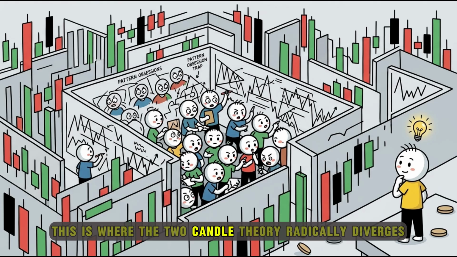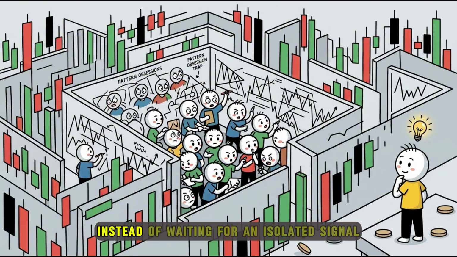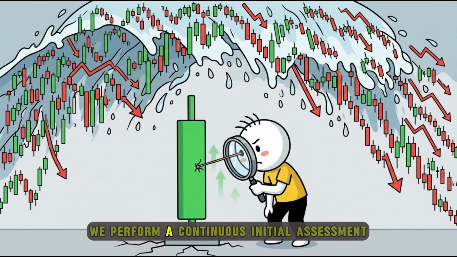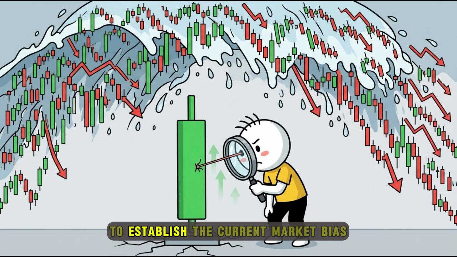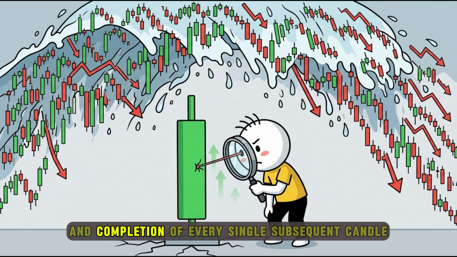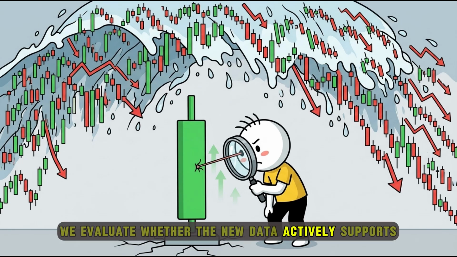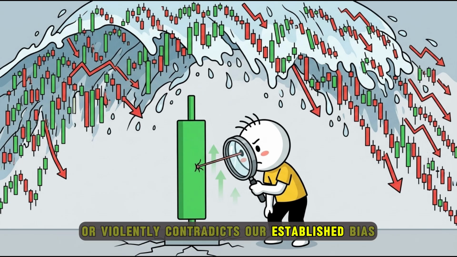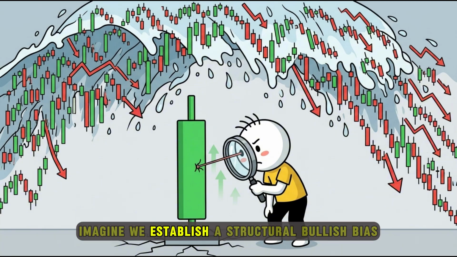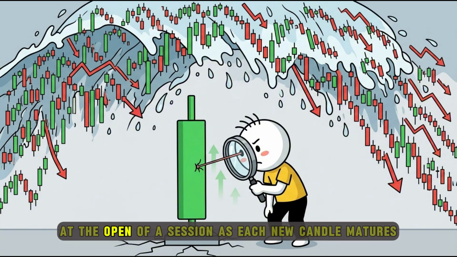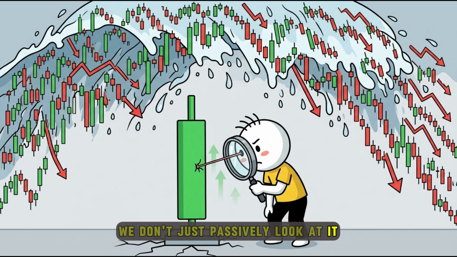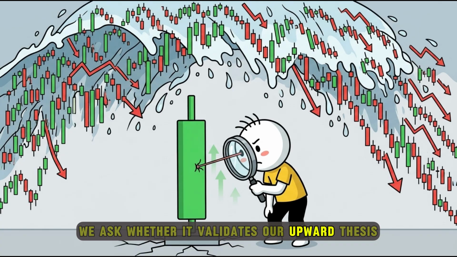This is where the two-candle theory radically diverges. Instead of waiting for an isolated signal, we perform a continuous initial assessment to establish the current market bias, whether we are operating in a bullish, bearish, or sideways environment. Then, with the birth and completion of every single subsequent candle, we evaluate whether the new data actively supports or violently contradicts our established bias. Imagine we establish a structural bullish bias at the open of a session. As each new candle matures, we don't just passively look at it. We ask whether it validates our upward thesis.